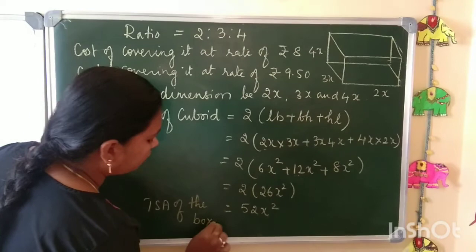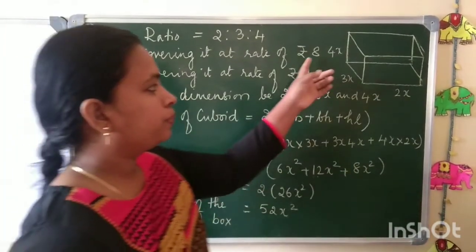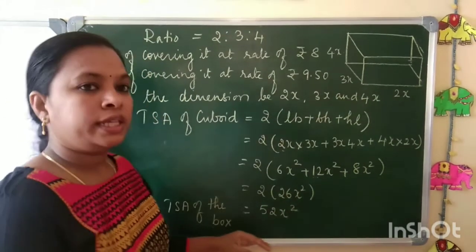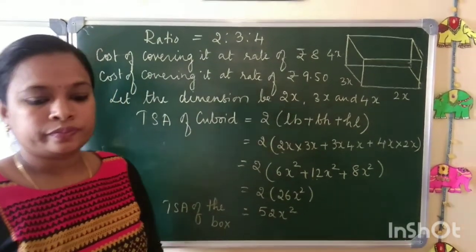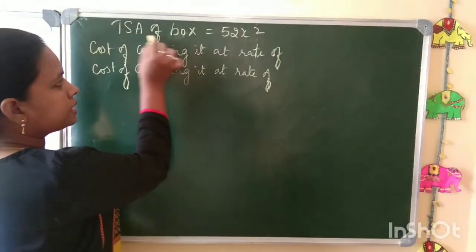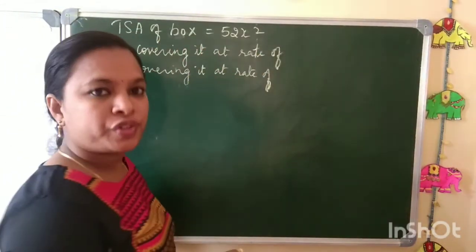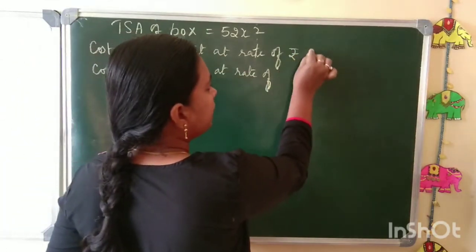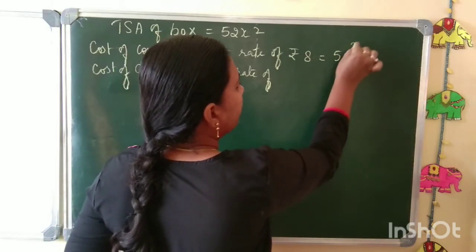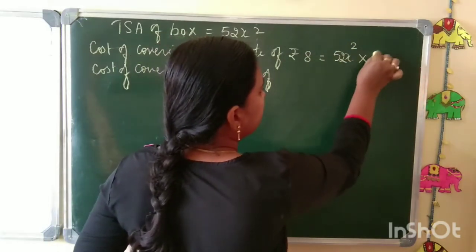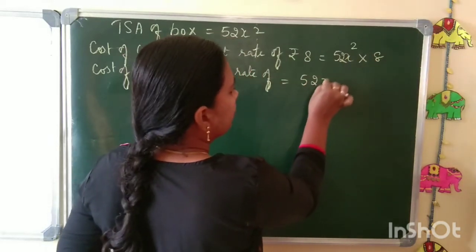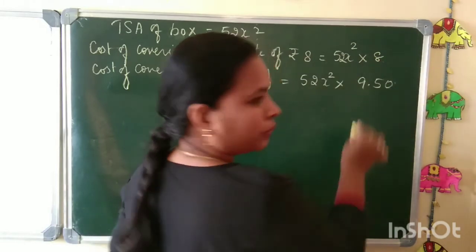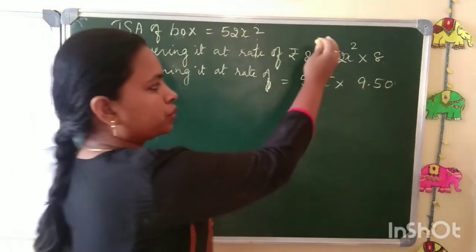Now you have to calculate the cost of it at the rate of rupees 8 and at the rate of rupees 9.50. So we will see the next step how to solve it. I have written the total surface area of the box, which is equal to 52x square. So now the cost of covering it at the rate of rupees 8 will be equal to 52x square into 8. And here it will be 52x square into 9.50. Don't find the final product, keep it as it is because it's going to be common here.